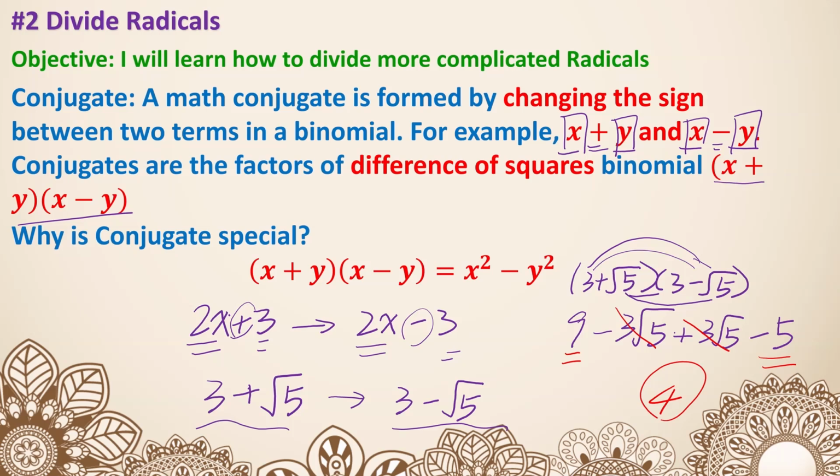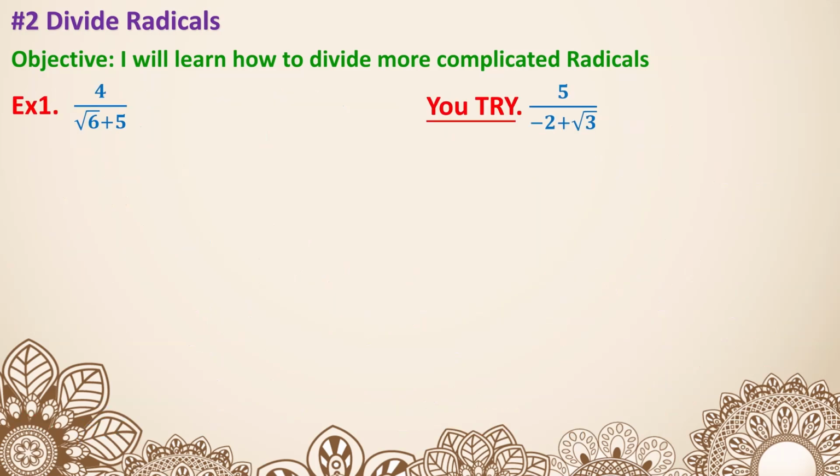Now let's have a look at example 1 again. 4 over square root of 6 plus 5. You can choose to treat the square root of 6 in the front and 5 on the back, or you can choose to switch them, 5 plus square root of 6. In this case, we are going to use the conjugates. We're going to multiply the top and the bottom by the conjugate, which is 5 minus square root of 6.